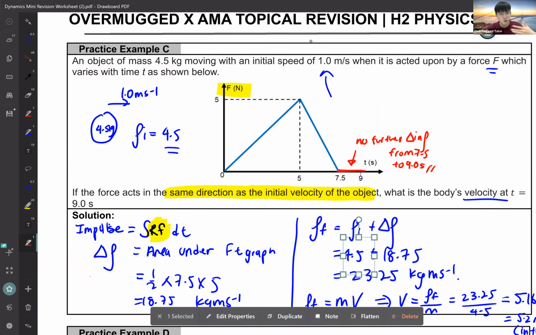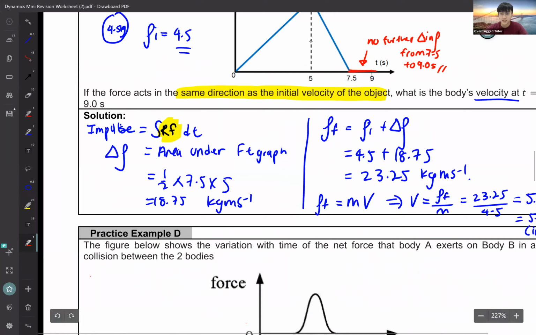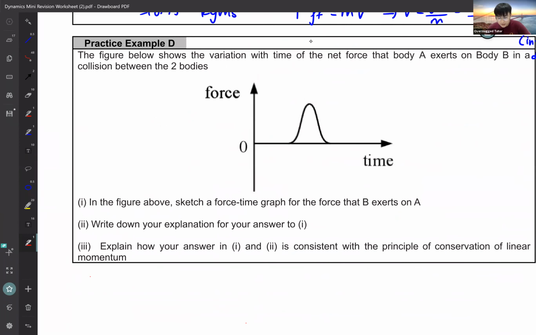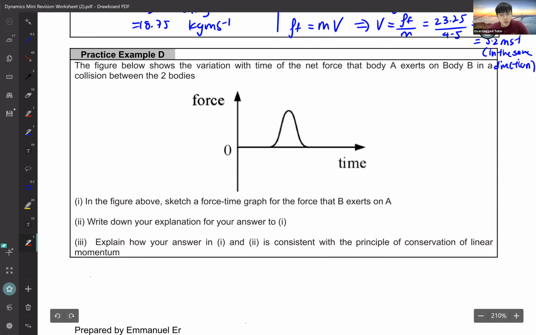Okay, now I want to move on to the harder questions. This was a fun one. I felt that this was very beautiful. So look over at practice example D. The figure below shows the variation of net force that body A exerts on body B in a collision between two bodies. In the figure above, sketch the force-time graph on B that B exerts on A. So remember, by Newton's third law, the force of A on B is the negative of the force of B on A. Equal magnitude, opposite direction. So actually, it's just a mirror image.